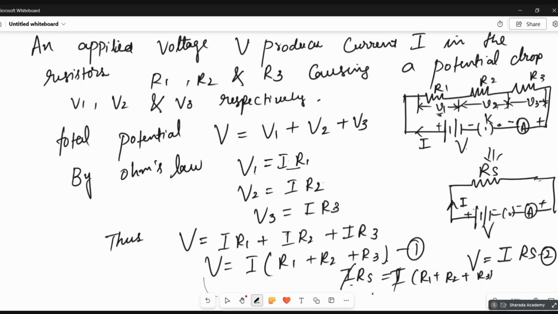So R equivalent for series is equal to R1 plus R2 plus R3. That means if I want to replace all the three series resistors by one resistor, I have to add all the values of resistance and put that value here. I will get the equivalent resistance.